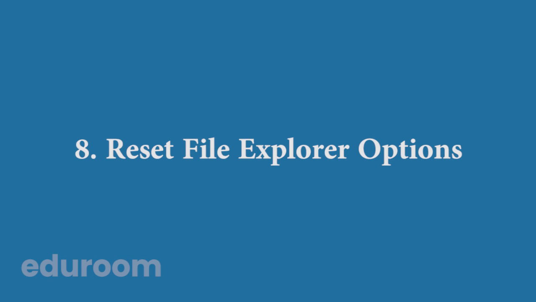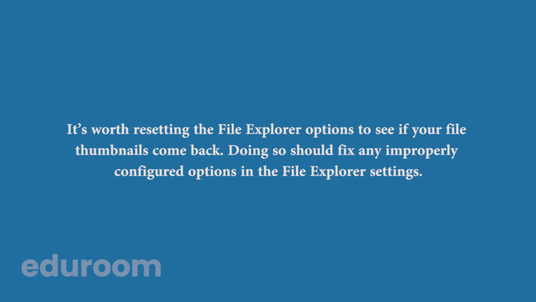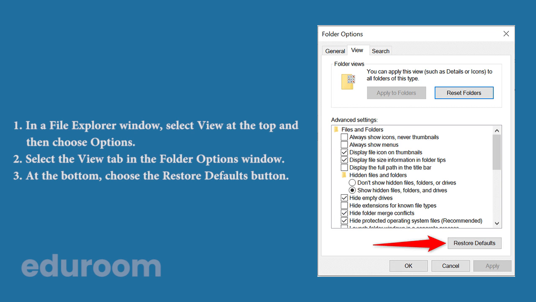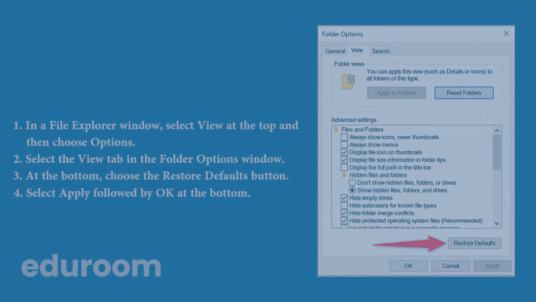8. Reset File Explorer options. It's worth resetting the File Explorer options to see if your file thumbnails come back. Doing so should fix any improperly configured options in the File Explorer settings. In a File Explorer window, select View at the top and then choose Options. Select the View tab in the Folder Options window. At the bottom, choose the Restore Defaults button. Select Apply followed by OK at the bottom.